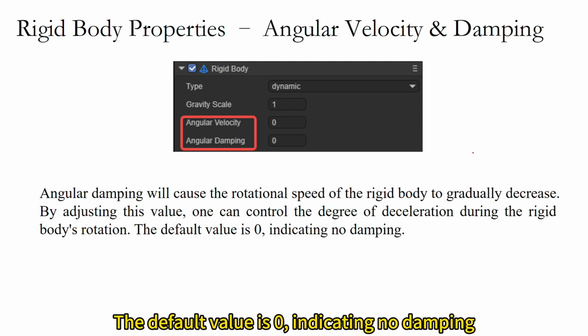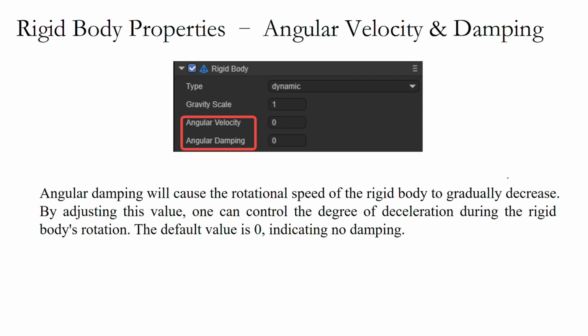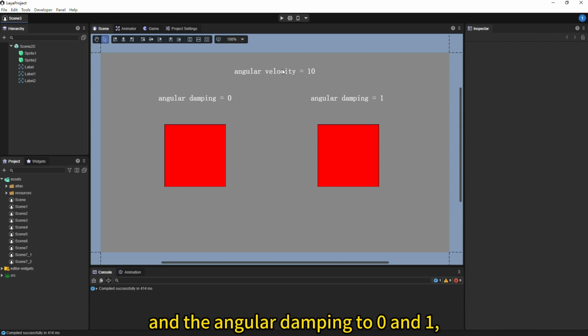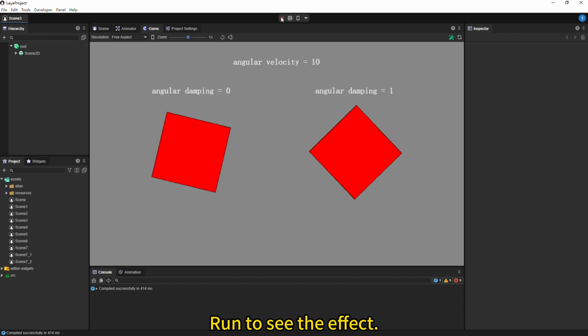The default value is 0, indicating no damping. We compare 2 sprites by setting their angular velocity to 10, and the angular damping to 0 and 1. Run to see the effect.